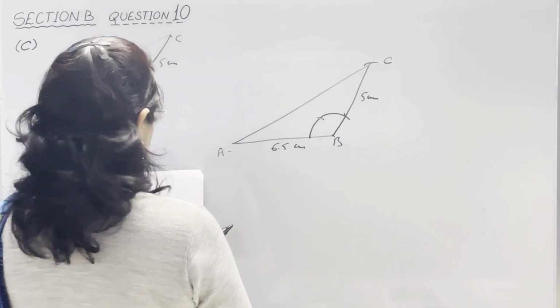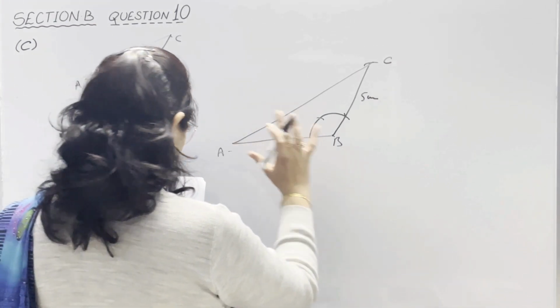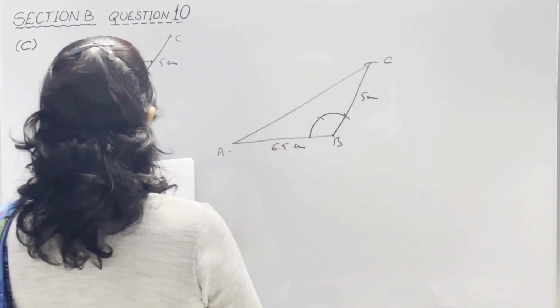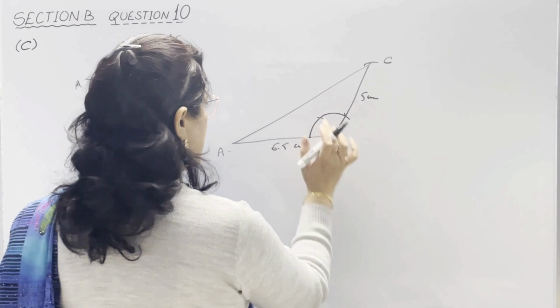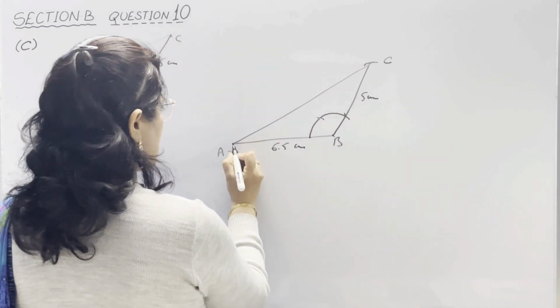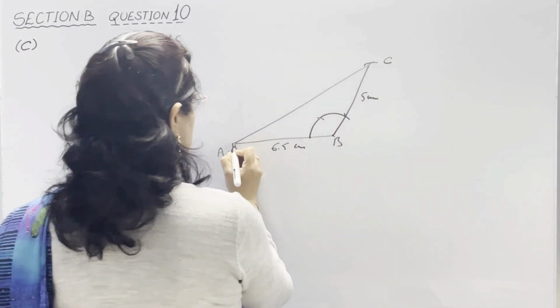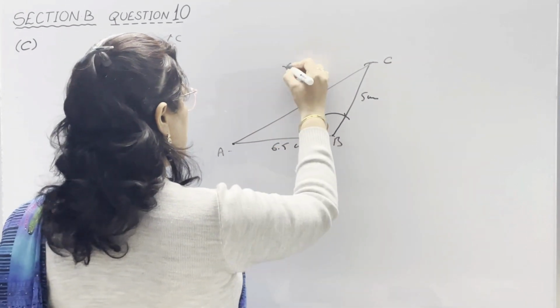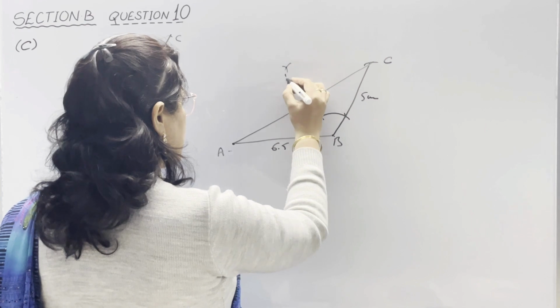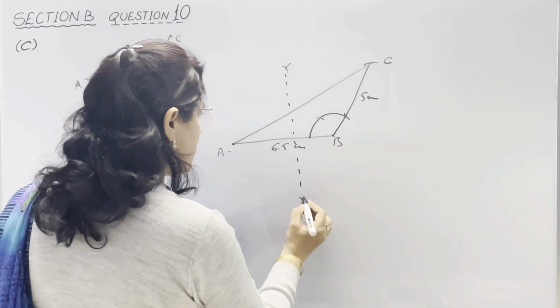Now we need to draw the circumscribing circle. For the circumscribing circle, we need to draw perpendicular bisectors of any two adjacent sides. So AB perpendicular bisector we can draw by placing the compass at this point and then drawing one arc above and one below, then at B one above and one below. Then you can join these two lines like this.